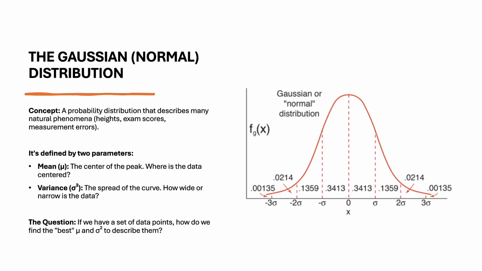So what is this Gaussian distribution? We are always seeing this curve. It's a Gaussian or a normal distribution. Basically, it's a probability distribution that describes many natural phenomena. Anywhere in nature, lots of continuous or even discrete data values are going to follow a normal distribution or a Gaussian distribution.